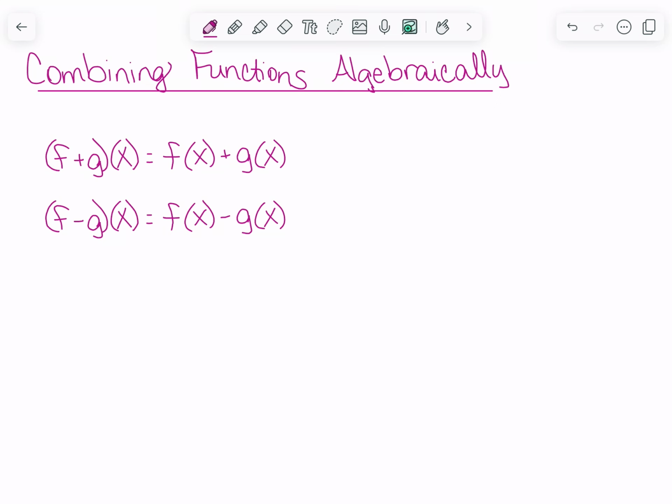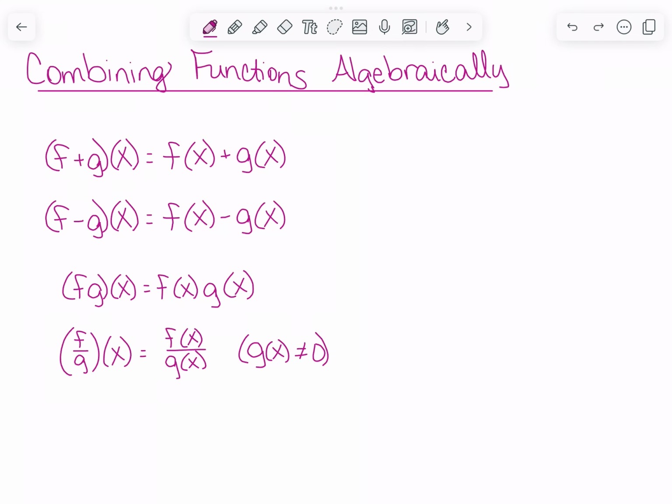Similarly, for subtraction, f minus g of x is f of x minus g of x. For multiplication, fg of x is f of x times g of x. And finally, for division, f over g of x is f of x over g of x, provided that g of x is not equal to 0, since we can't divide by 0.